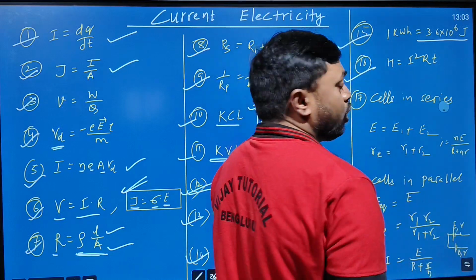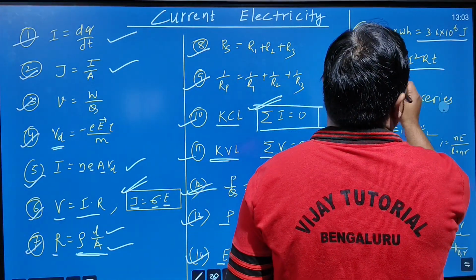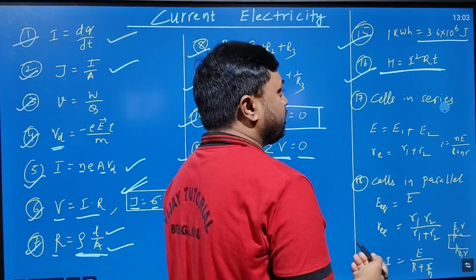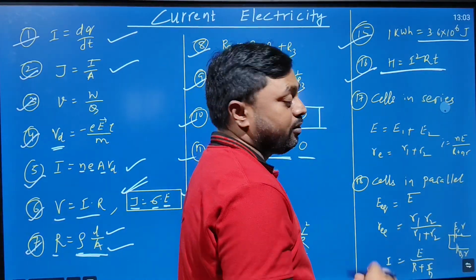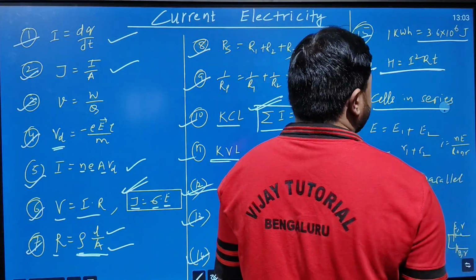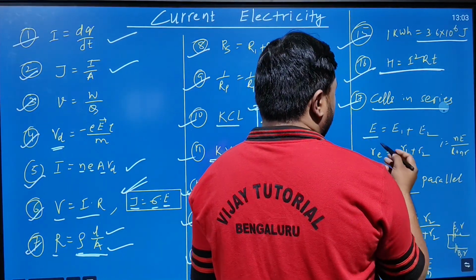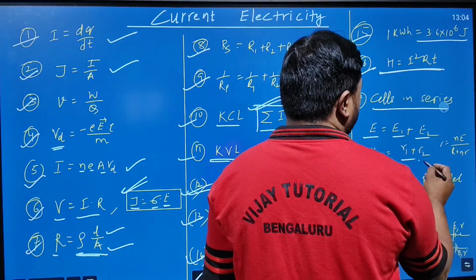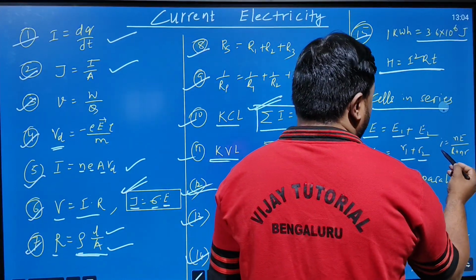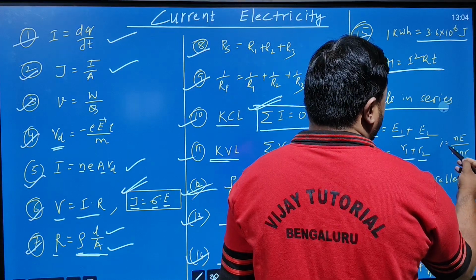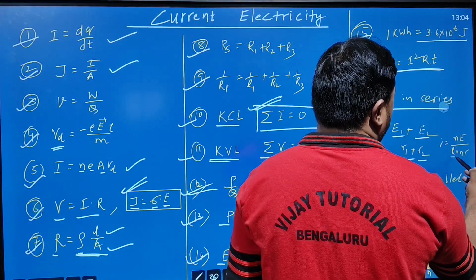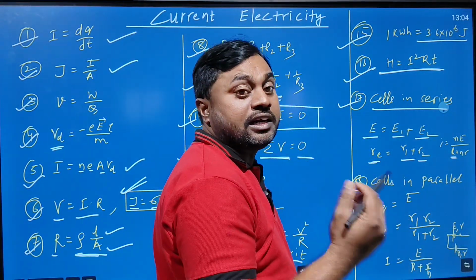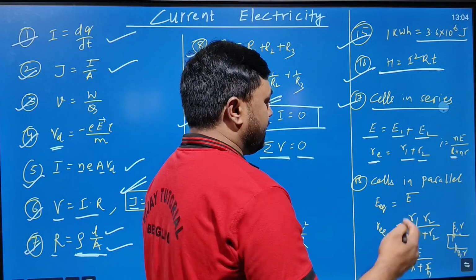Joule's law of heating formula, H is equal to I square R T, where H is the heat produced in the conductor, I is the current, R is the resistance of the conductor, and T is the time. Cells in series, when two cells are in series, net EMF is equal to E1 plus E2, and R equivalent is equal to what? R1 plus R2. And what is the value of current? I is equal to nE by R plus nr, where capital R is the external resistance, and r1 or r2 are what? Internal resistances of the cells.